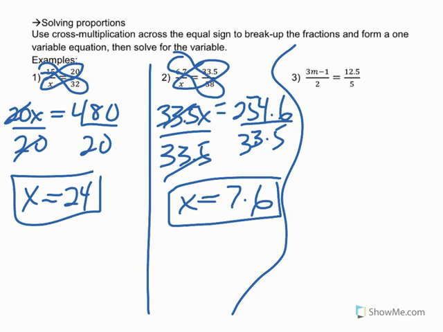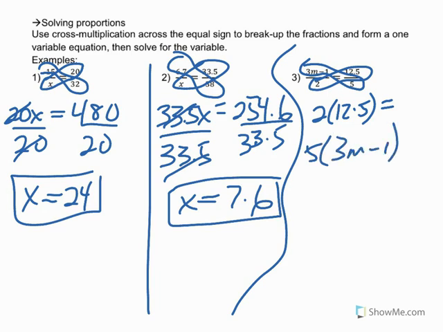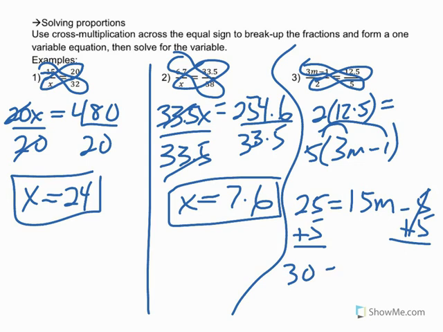Let's solve the last proportion here on the right. Do the cross product, so we have 2 times 12.5. And that's going to be equal to 3m minus 1 times 5. Go ahead and multiply that out. 2 times 12.5 comes out to be 25. I'm also going to distribute that 5, so we get 15m minus 5. And we're going to solve this equation for m. Adding 5 to both sides, we get that 30 equals 15m. Finally, divide both sides by 15. And 30 divided by 15 is 2.